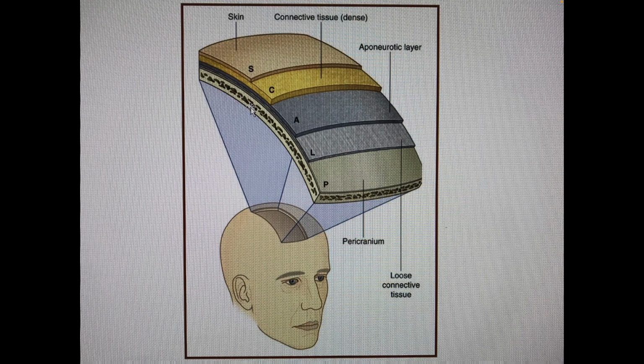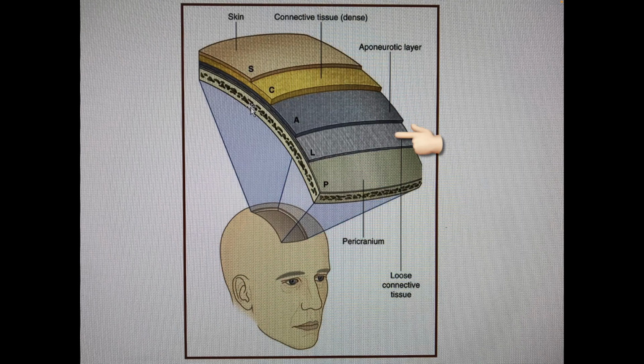And when the scalp is cut, this dense connective tissue tends to hold these blood vessels open, which results in profuse bleeding. Then we've got the aponeurosis, which is also known as the epicranial aponeurosis, which connects the frontal and occipital bellies of the occipitofrontalis or epicranius muscle.